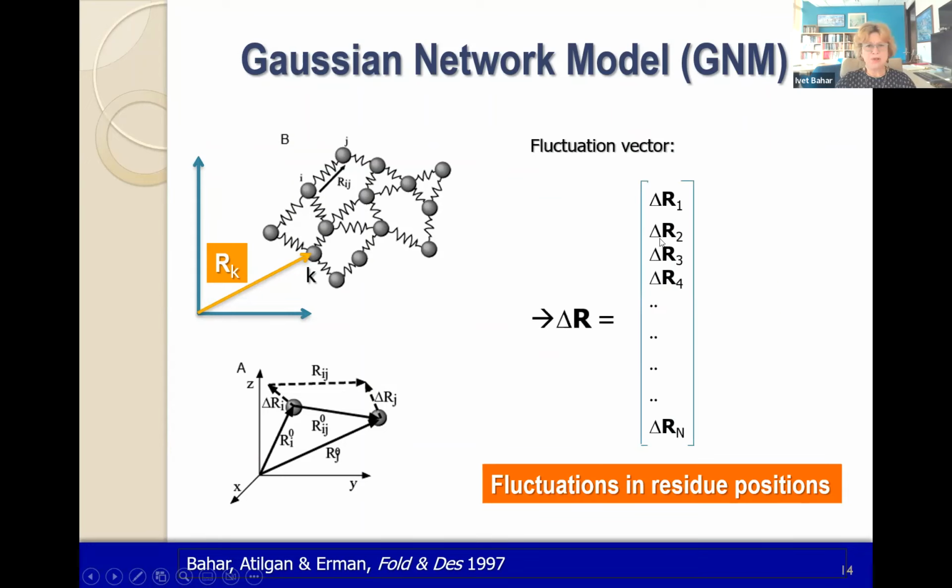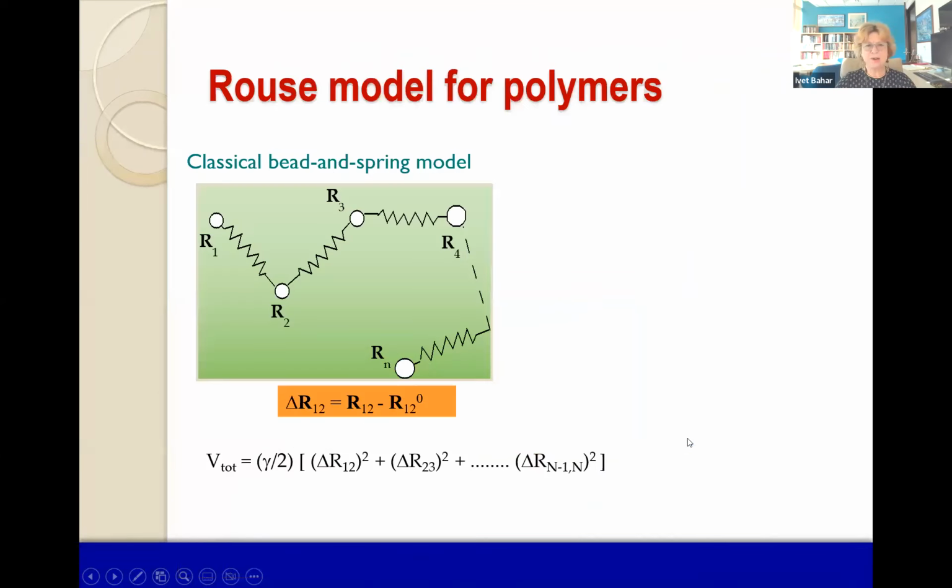And you can represent the overall fluctuation or motion of the molecule in terms of the motions of the individual nodes as a vector, as you can see here. Originally, we were inspired by the Rouse model of polymers, where you have a linear chain, where everything is just connected to its first neighbor.